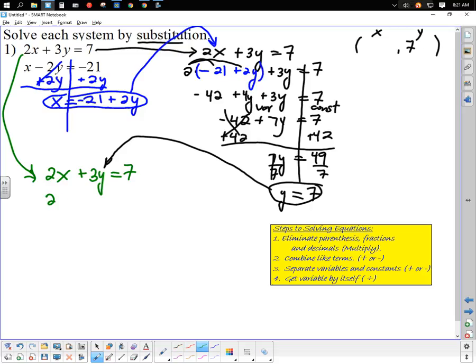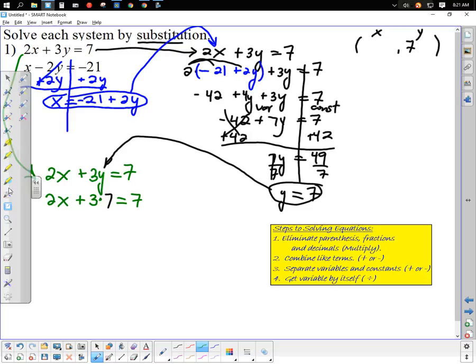You have 2x plus 3 multiplied by y. In our case, the y will be 7. So if you notice, these two equations are exactly the same. The only difference is where I had the y, I put in the 7. That is the only difference. Now you have 2x. 3 times 7 will give me 21. Is equal to 7.